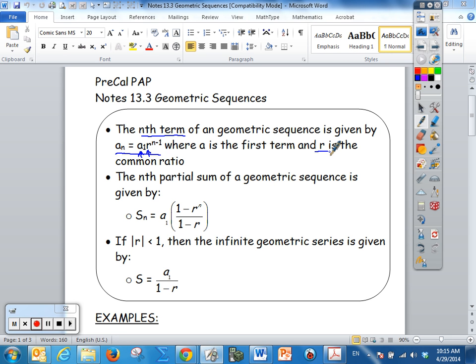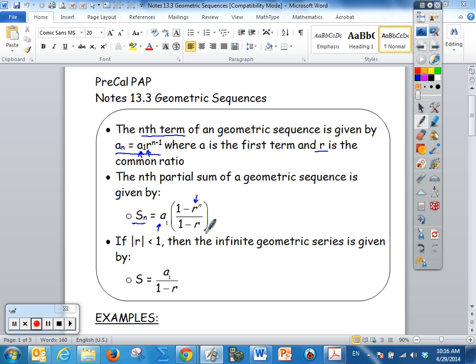So the common ratio, if you remember from last year, is basically what number we are constantly multiplying by or dividing by to get the next term. That's the common ratio. Alright, so now if we want to find a partial sum of a geometric sequence, we have a formula just like we did in arithmetic. So our s sub n is going to equal our first term, a sub 1, times 1 minus r, our common ratio, to the n, over 1 minus r.